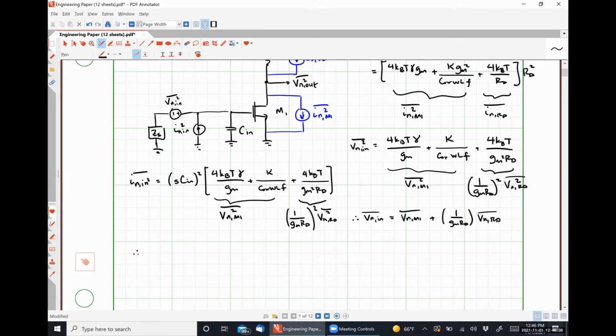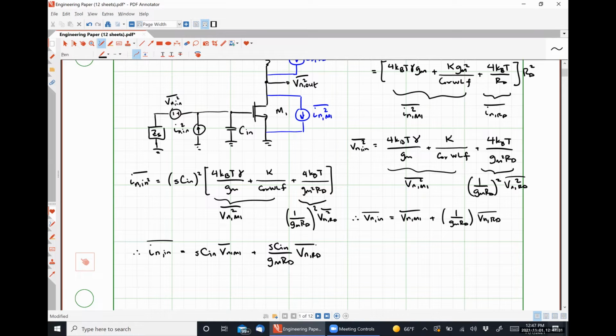And from this, we can say IN, our input referred noise current spectral density, is SCN times VN M1 plus SCN over gm RD times VN RD. So I'm putting both my input referred noise current and my input referred noise voltage in terms of these measured output noises that we've referred to the input. Okay.